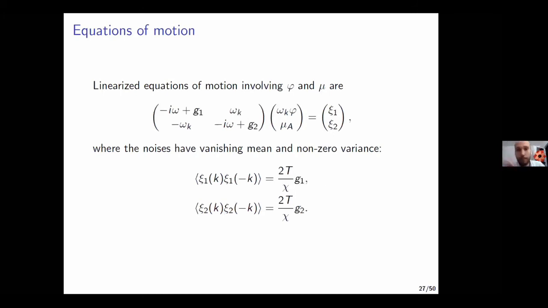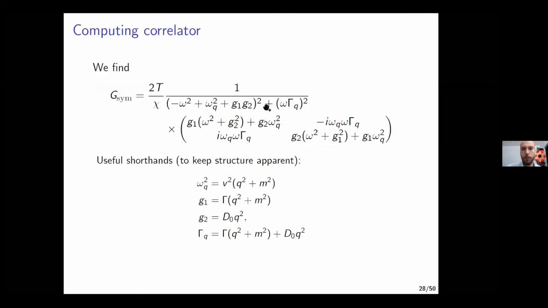Just writing this in a bit more compact way, I call the dissipation with respect to phi G1, and the dissipation with respect to the axial chemical potential G2. And what you can then do is compute the whole symmetrized correlator for the mu and phi, and it looks like this.